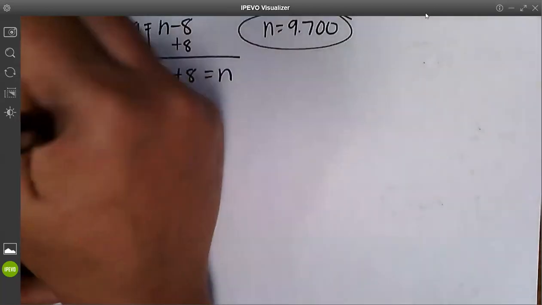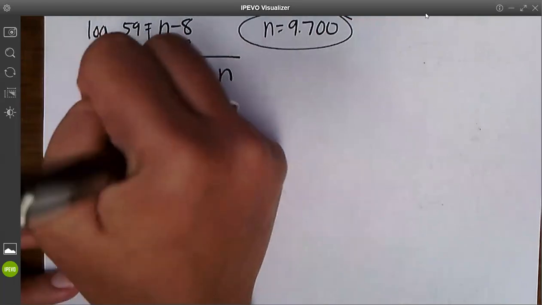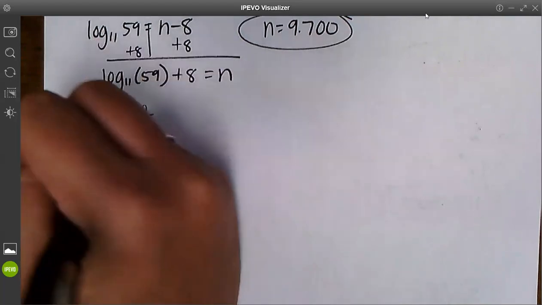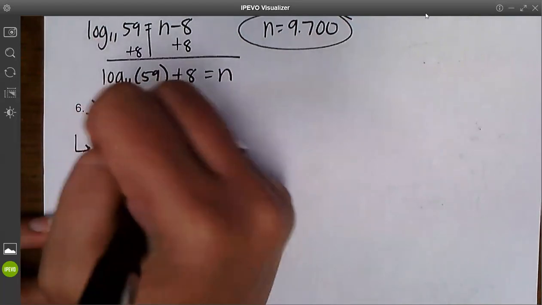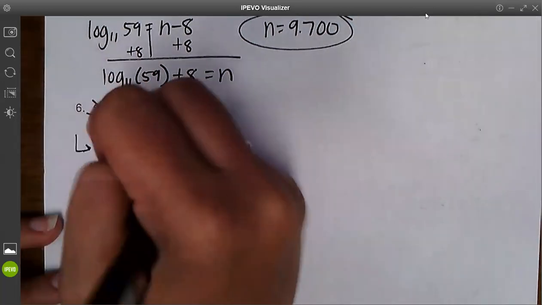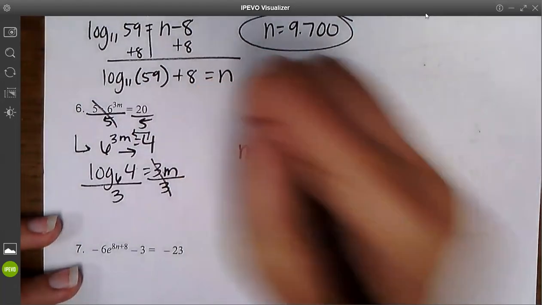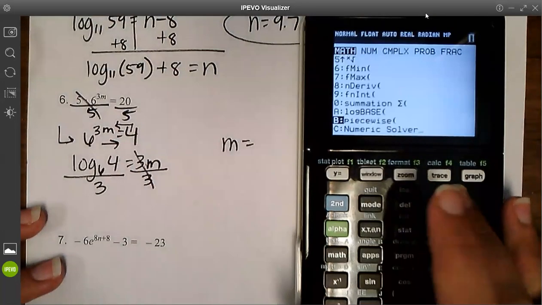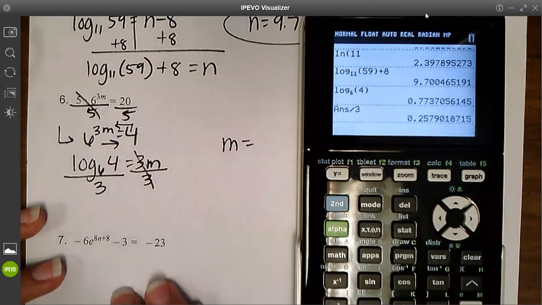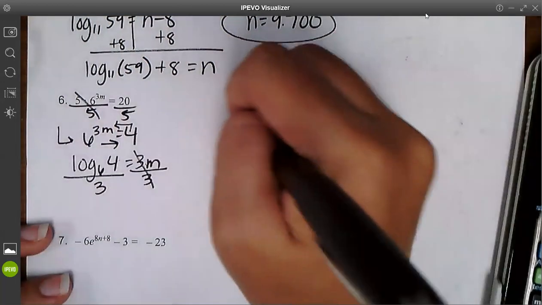The next one, I'm dividing by 5 first. 6 to the 3m equals 4. Convert to log form. Log base 6 of 4 equals 3m. Divide both sides by 3. Not 4 divided by 3, but the log base 6 of 4 divided by 3. So in my calculator, I'm typing in log base 6 of 4. Divide that number by 3. 0.258.